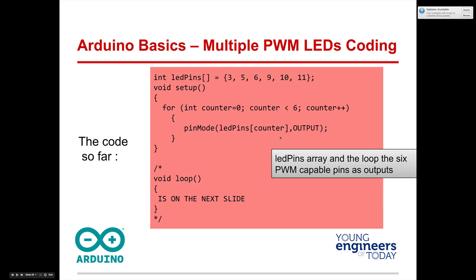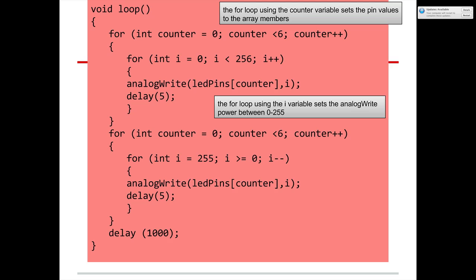It's going to make them all outputs. We can't just use a regular counter in a PWM because it doesn't just work 2, 3, 4, 5, 6, 7, 8, 9 like we did before. In this case, we have to go 3, 5, 6, 9, 10, 11. Now on the next slide, for integer counter 0, counter less than 6, we're going through all our loop of our array.